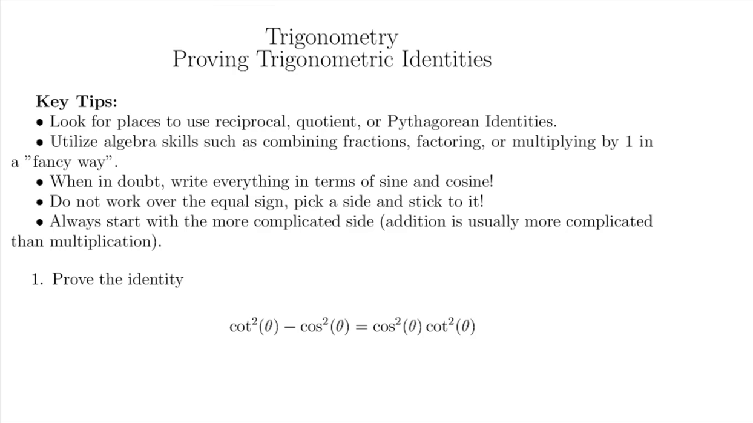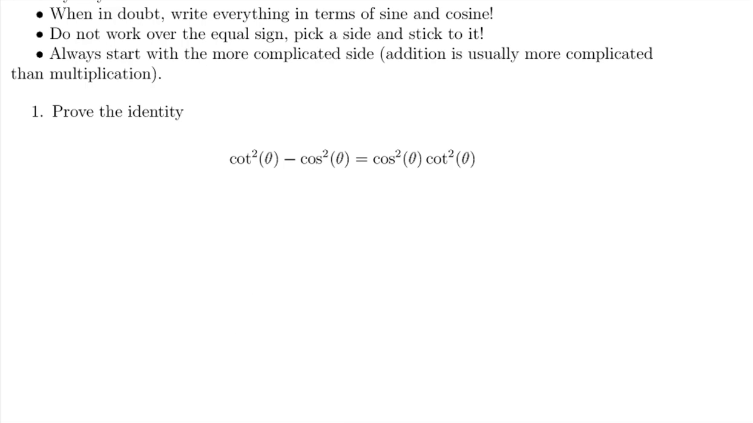You want to make sure you do not work over the equal sign. Pick a side and stick to it, and I'll explain why in a minute. And additionally, when you're picking your side to start with, pick the complicated side, because it's going to give you more to work with if it's more complicated to begin with. And we're going to usually think of addition as being more complicated than multiplication. So an example where we see that is like number 1 here. If I need to decide which side to start with, and both don't look too bad, they both look relatively similar, we're going to typically want to start with the left-hand side because that addition is more complicated than the multiplication you see on the right.